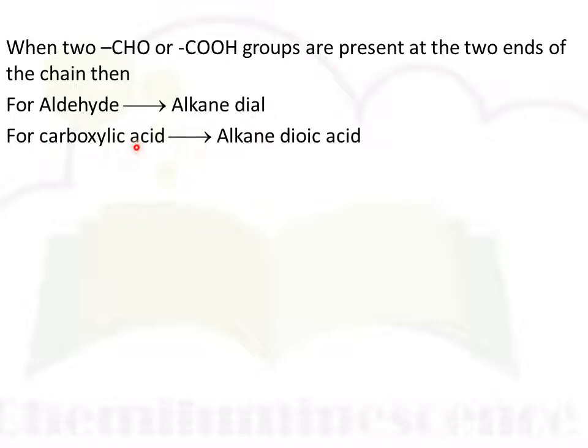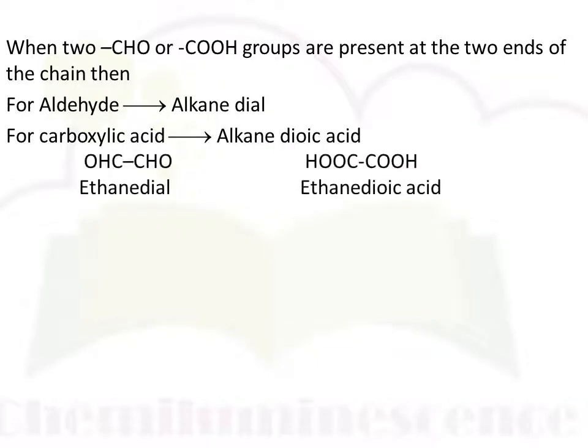For carboxylic acid, the format used is alkane dioic acid. That means write the name of that chain according to the alkane family depending on how many carbon atoms are present, and then use the word dioic acid at the end. Let's see with the help of an example. In the first one, you can see there are two formyl groups present, hence it is an aldehyde, and you have to write the name of this aldehyde in the format alkane dial.